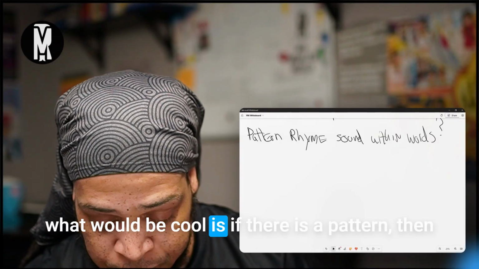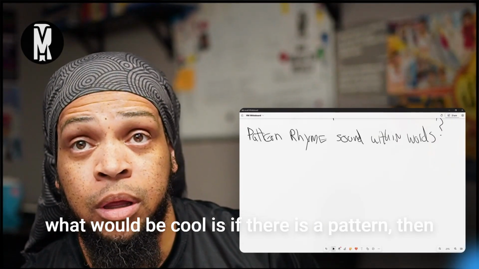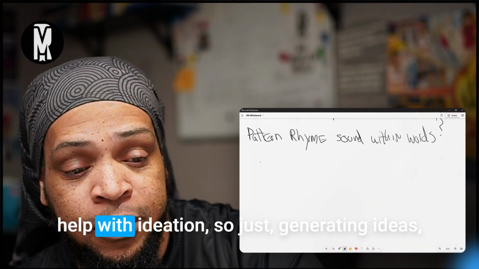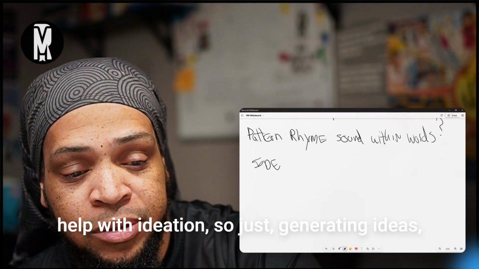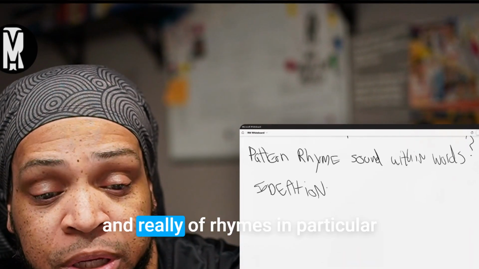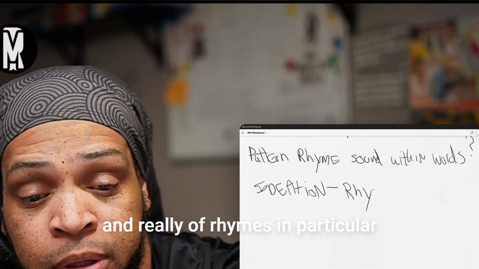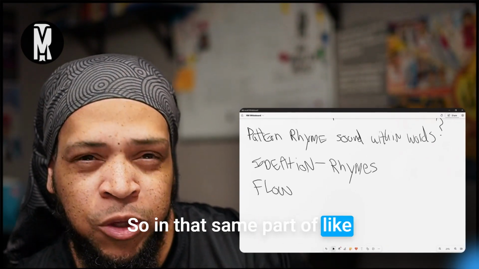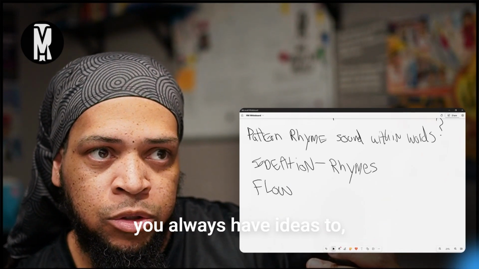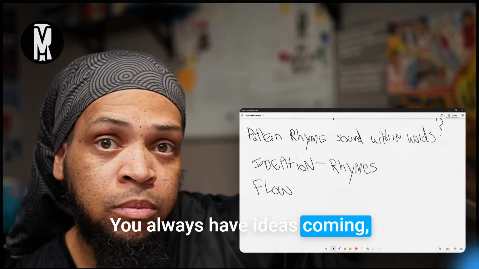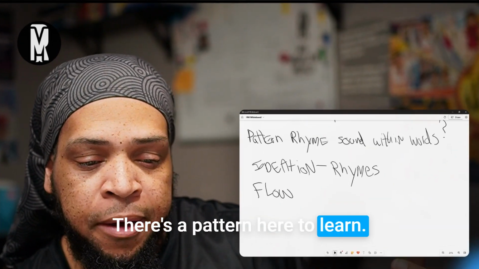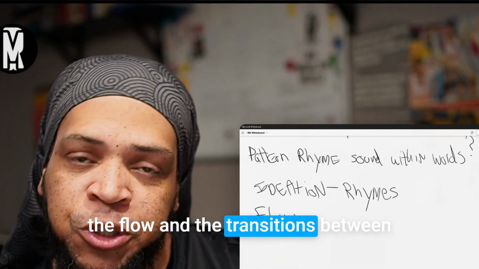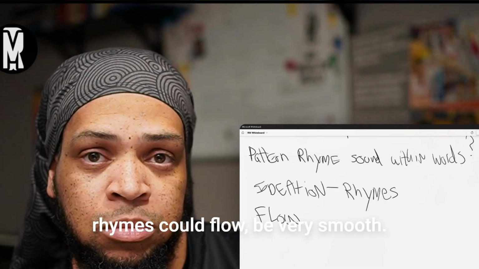What would be kind of cool is if there is a pattern, then you could learn the pattern, and then this could help with ideation. So just generating ideas, and really of rhymes in particular. I think it could also help with flow. So in that same part of, like, you always have ideas coming, if there's a pattern here to learn. But I think with this particular pattern, if it's there, because I don't know if it's there, the flow and the transitions between rhymes would be very smooth.